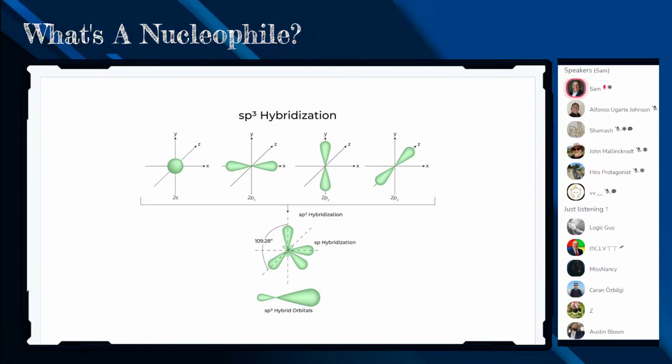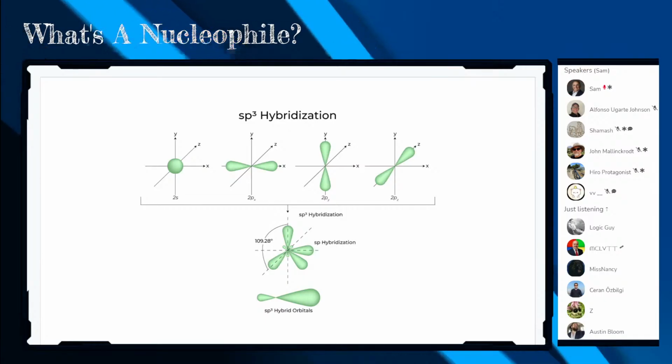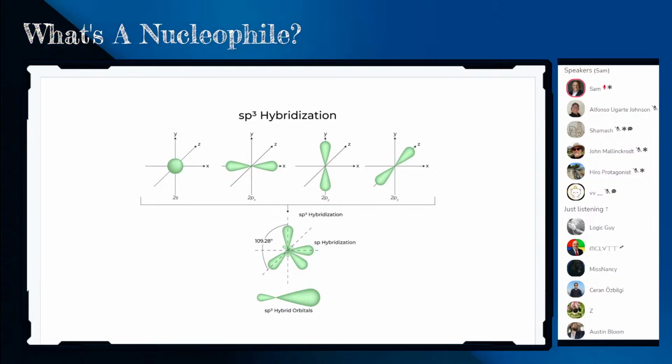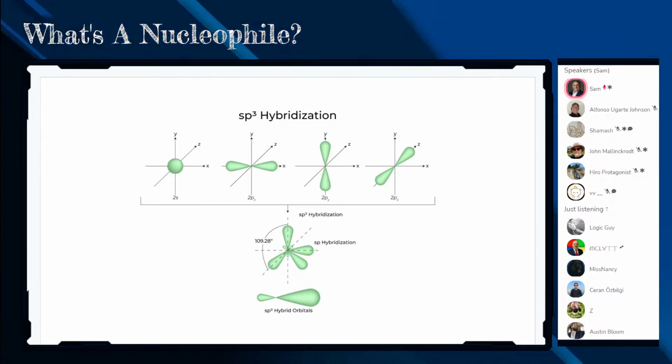So if we look at slide 5, we'll see that we have a delta positive on carbon and a delta negative on oxygen. Delta here means partial. The small letter delta means partial. So partial positive on carbon, partial negative on oxygen. This creates a dipole moment.